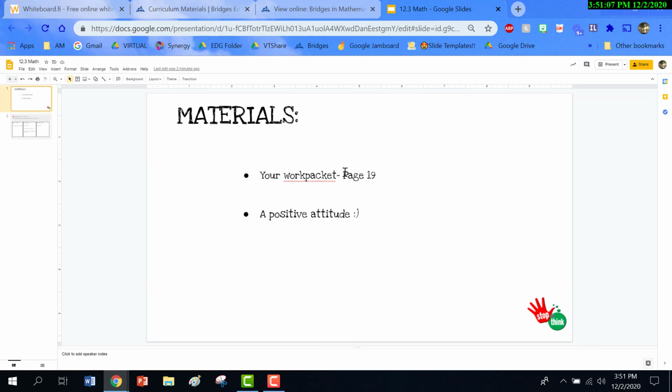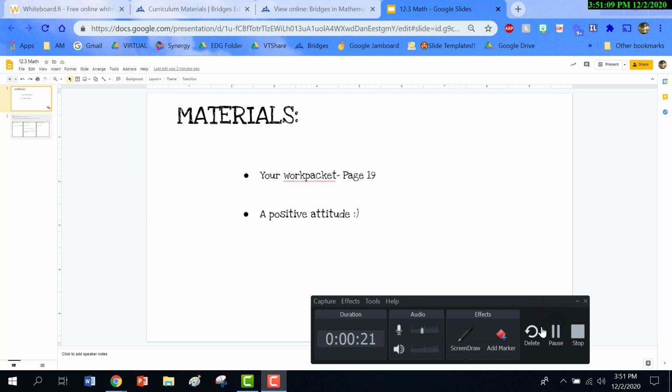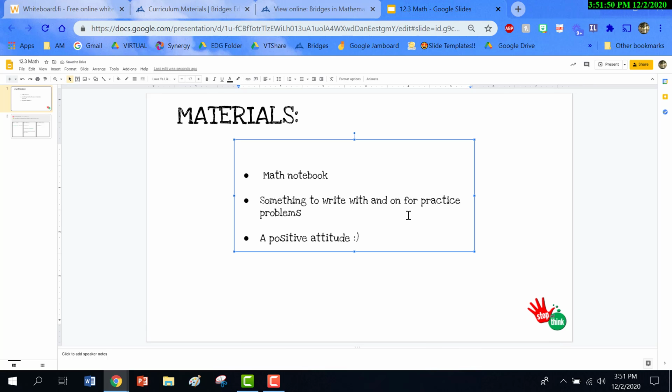So your materials that you're going to need for today are, you're going to need your math notebook and a pencil, something to write with and on for practice problems, and a positive attitude. So go ahead and pause the video and go get those materials.